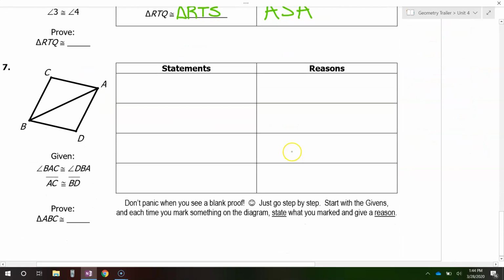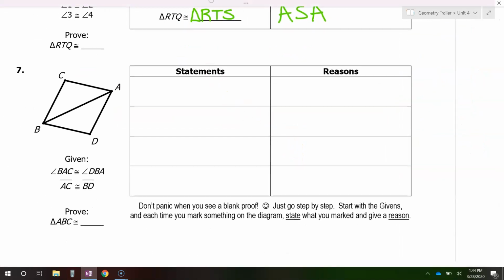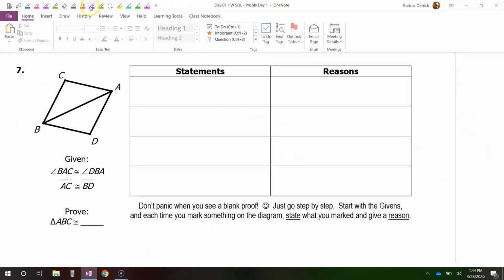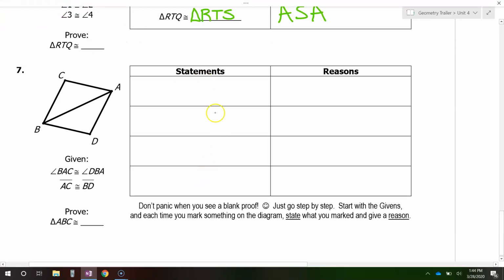All right, one more problem. All right, this one is blank, so we have to do this all by ourselves, but that's okay. Let's start with the given and see how far we get. So we have angle BAC. BAC will be this angle right here. And that is congruent to angle DBA. DBA. That's this angle right here.